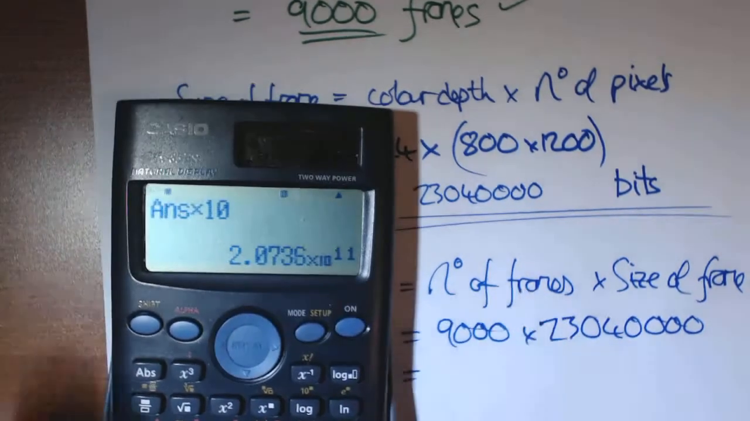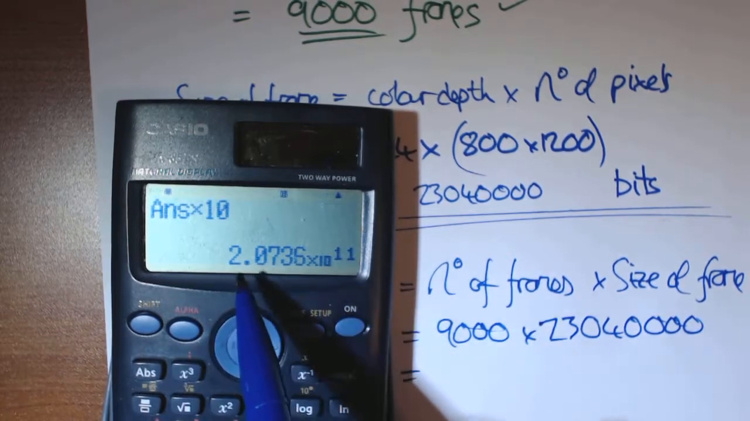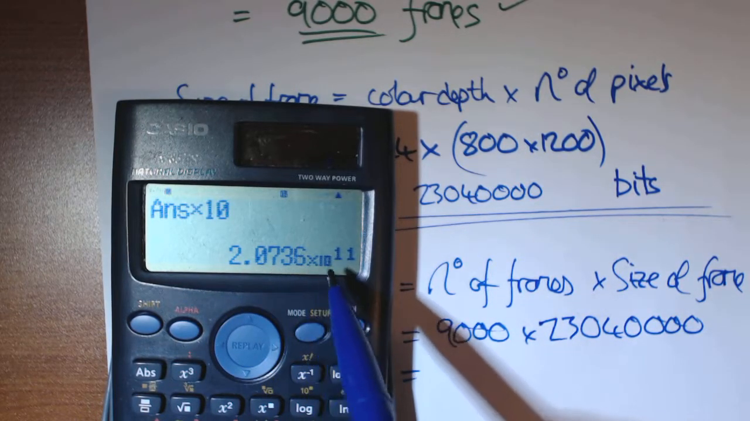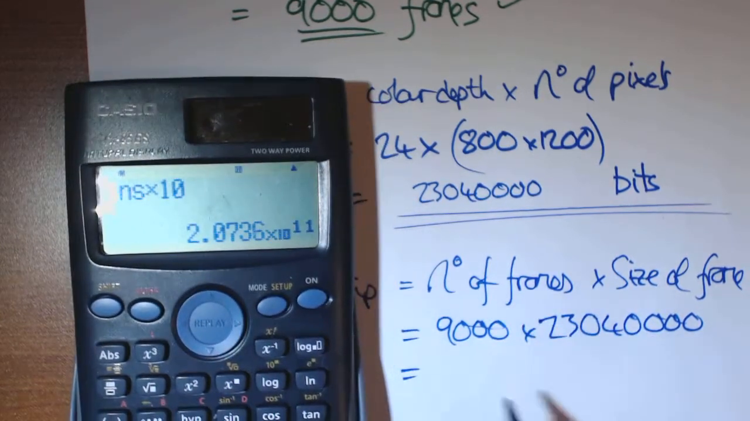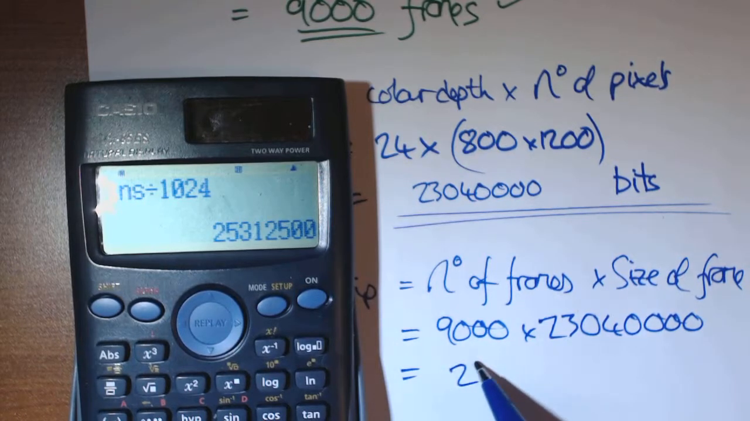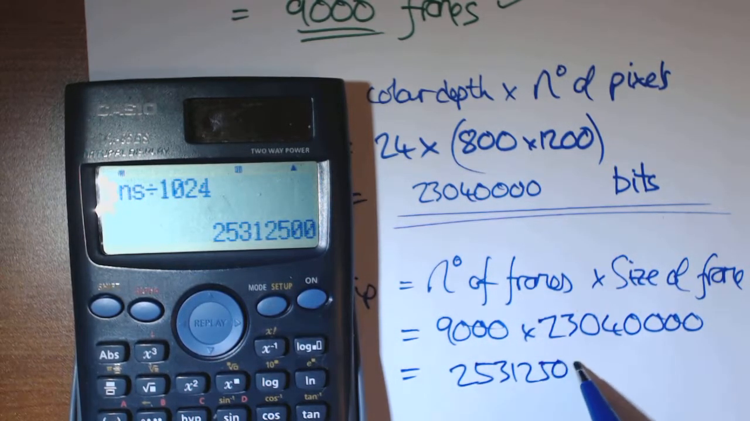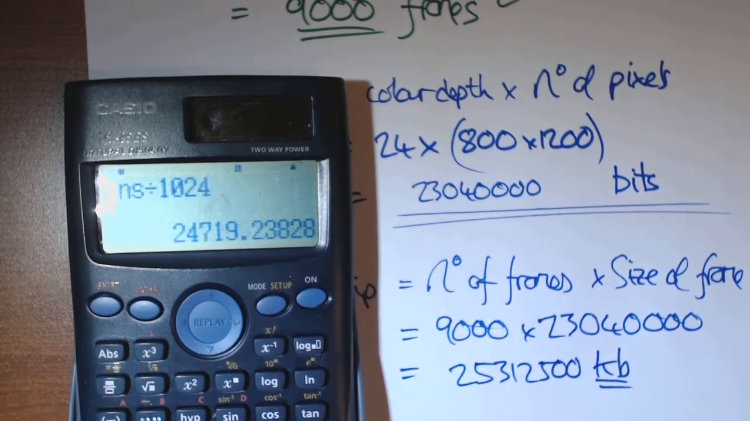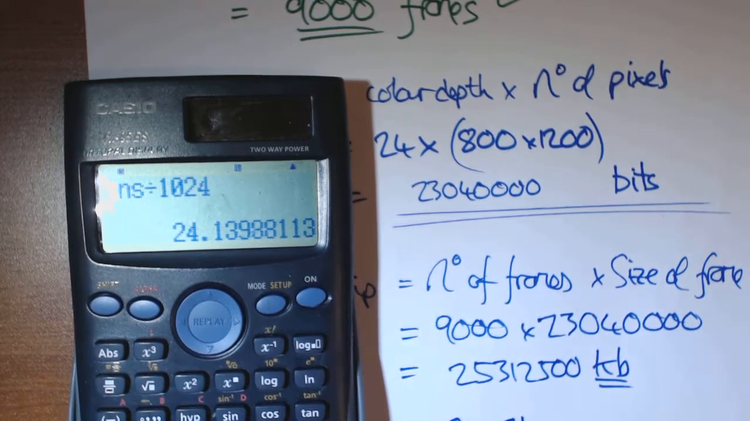Now obviously that's a number in which a decimal point has to go back oftentimes. That's the number of bits, so if we divide it by 8, that's the number of bytes, divide by 1024, that's the number of kilobytes. This should be second nature to you now. Divide by 1024, that's the number of megabytes, divide by 1024, that's the number of gigabytes. So your clip is 24 gigabytes.